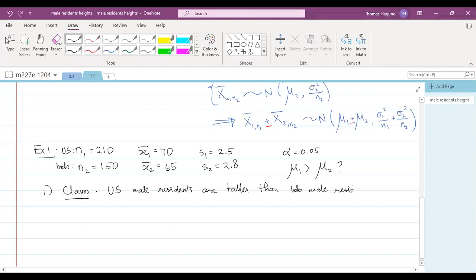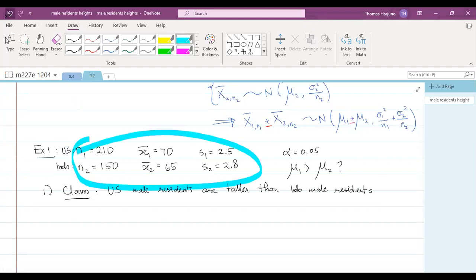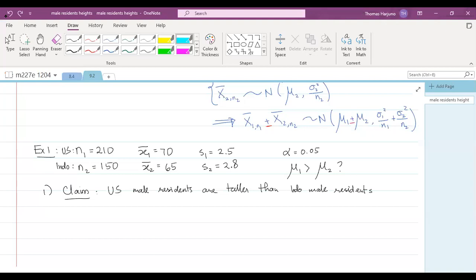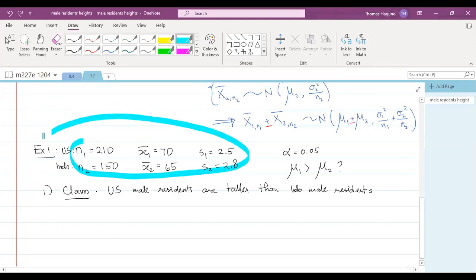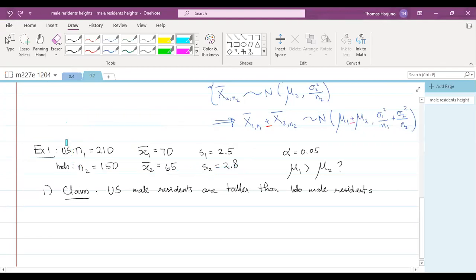The numbers I use here are hypothetical, okay? I just make up some numbers, even though I do believe that in reality, US male residents are taller. But that's something I need to support with evidence. So I'm supposed to get some samples and then compute it, right? But the numbers here are made up, hypothetical, okay? So I just show you the procedure basically.